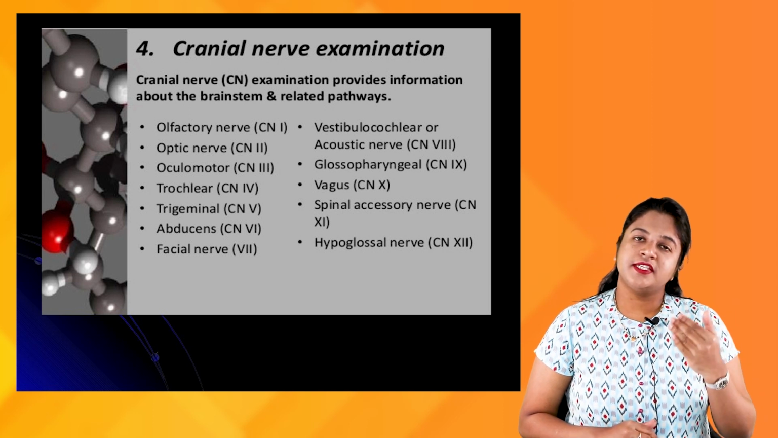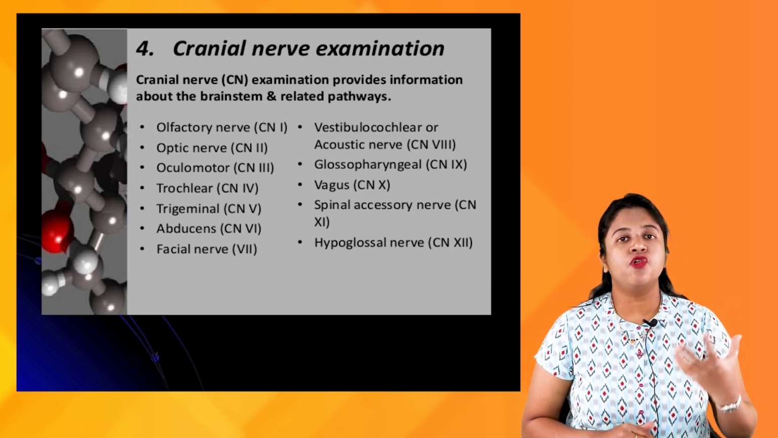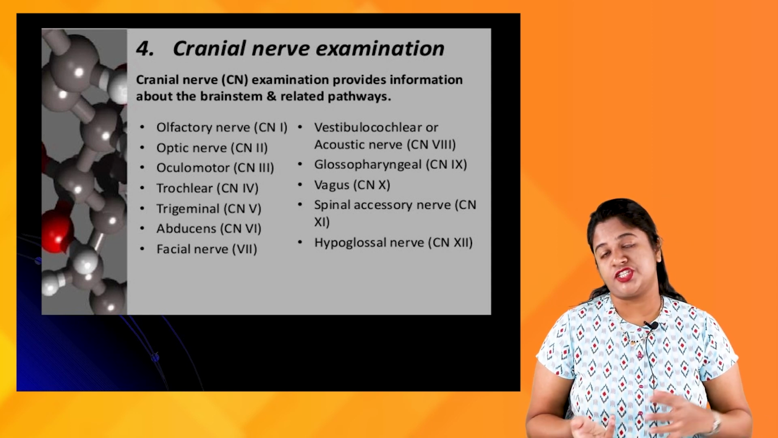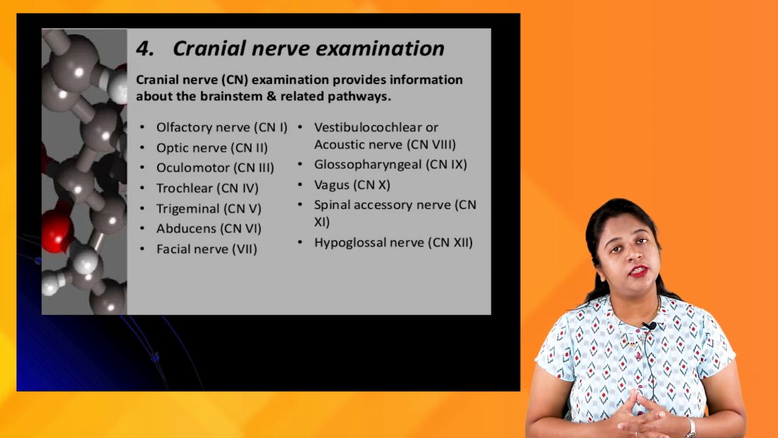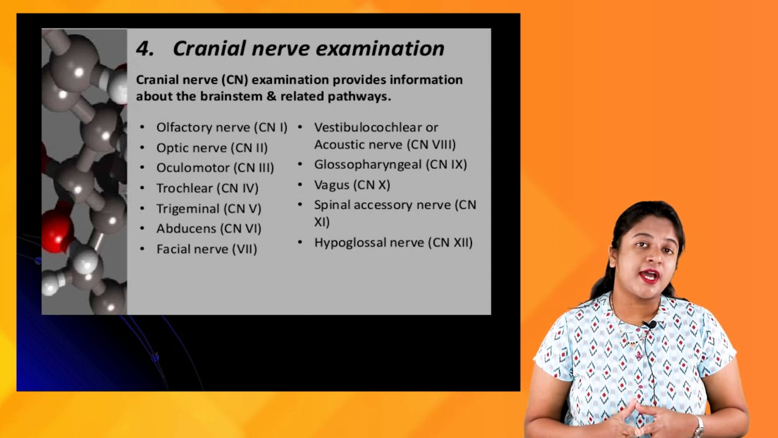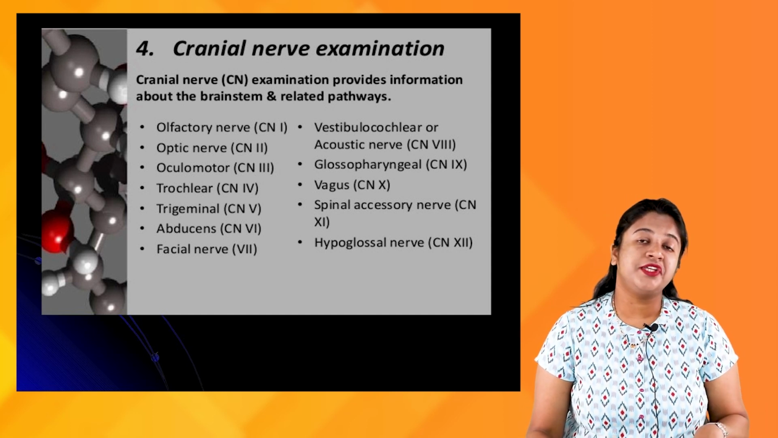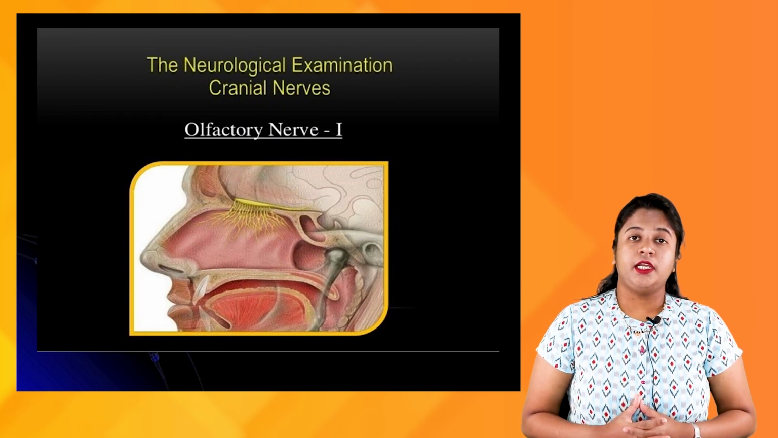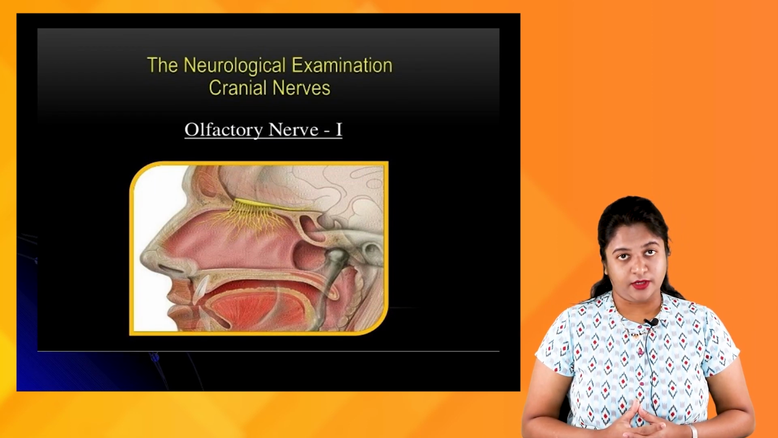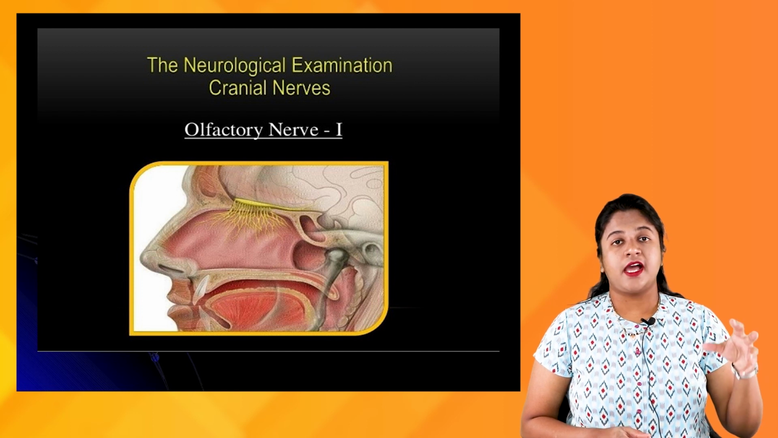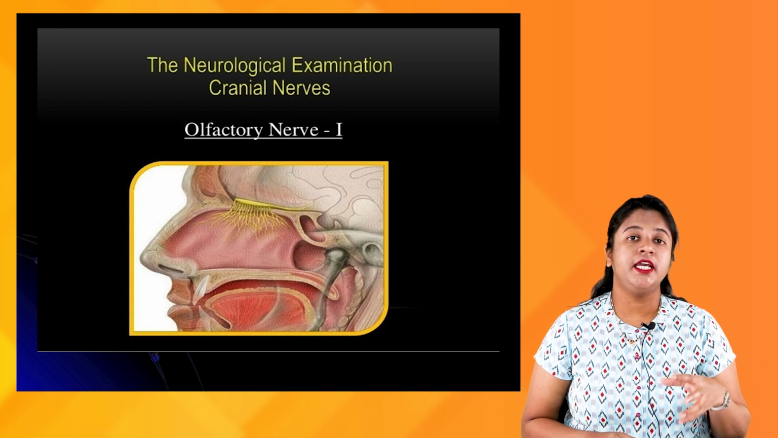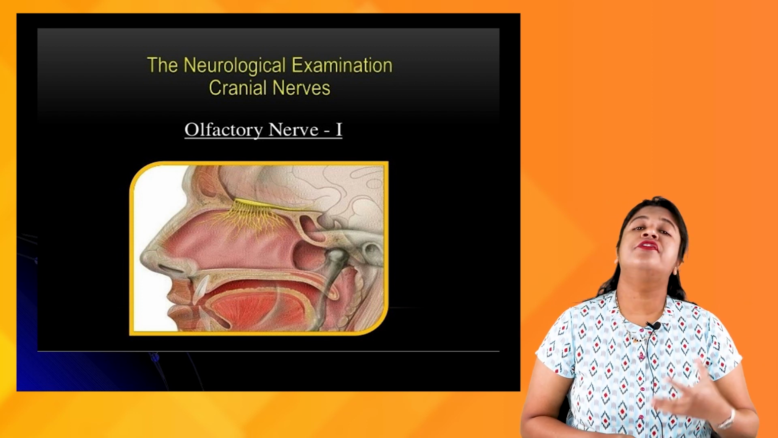Each of these nerves has its own function related to the motor function as well as the sensory function. Some nerves have both of these functions, motor and sensory. So let us do the assessment of the cranial nerves. The first cranial nerve is the olfactory nerve. The olfactory nerve has purely a sensory function. So we have the sense of smell.